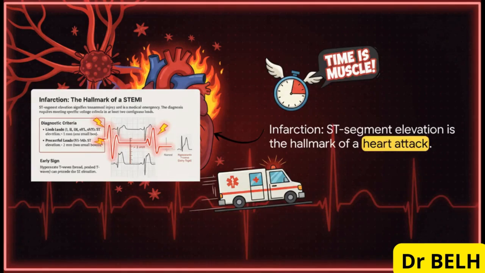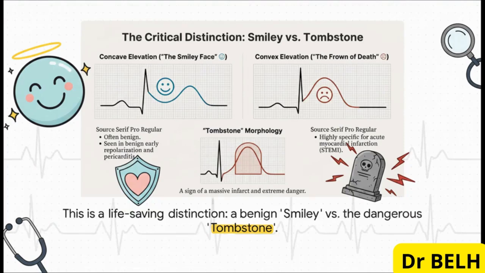It's a clear sign of strain and struggle. But this is the one you can never miss. Infarction. This means heart muscle is actively dying. Usually it's because a coronary artery is completely blocked. And the hallmark sign on the ECG is ST segment elevation. When you see this, it is an absolute emergency. Everything stops. Because you have to remember, time is muscle. Now this is so important. Not all ST elevation means a heart attack, and being able to tell the difference can literally save a life.